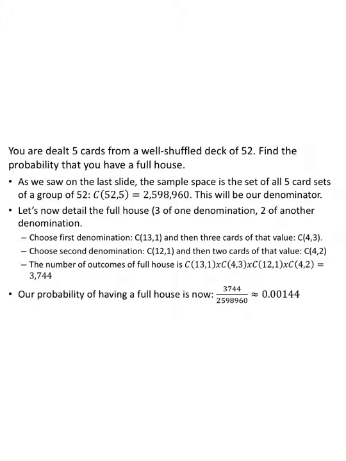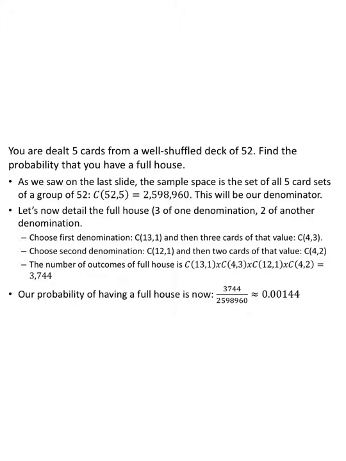So as we saw on this last slide, the sample space is the set of all 5 card sets from a group of 52, which is our 2,598,960. This will be our denominator as we're trying to find the probability. That's how many of all 5 card hands we could put together. So now let's detail the full house. Remember, that's 3 of one denomination, 2 of another.